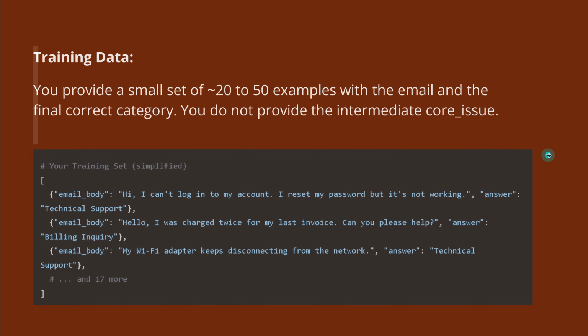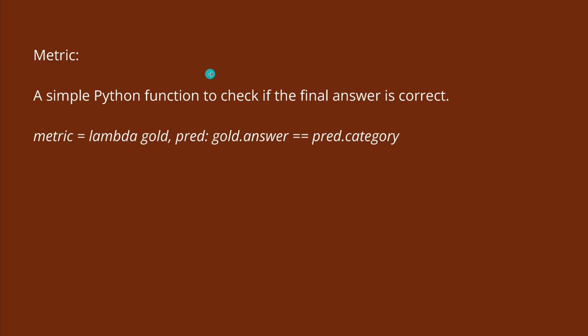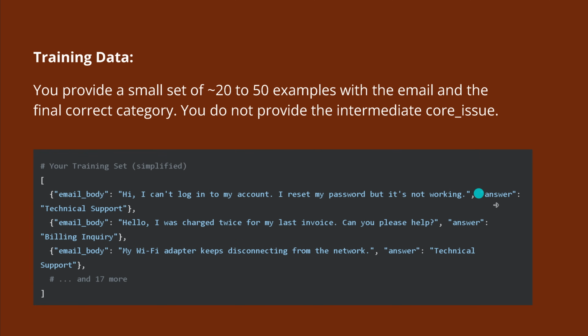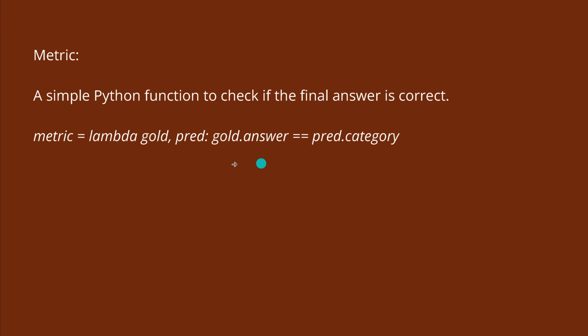You have to do this. And you have only one other point, the metric. When is it successful? So in our Python program, you now have a Python function to check if the final answer given by the AI is really correct, is really the answer that you have defined here.